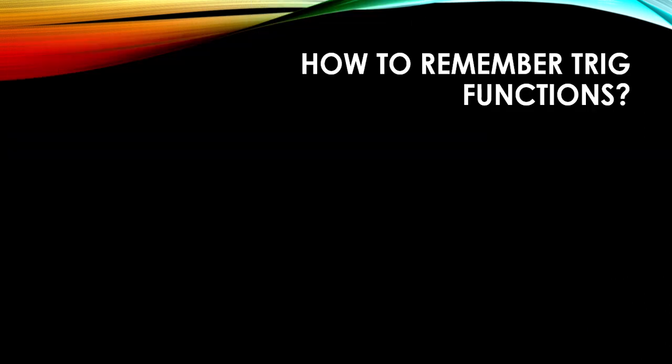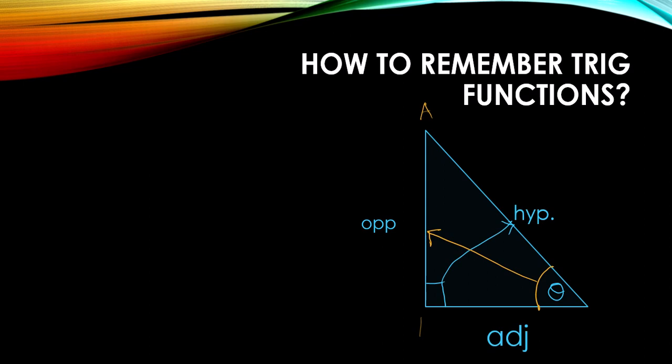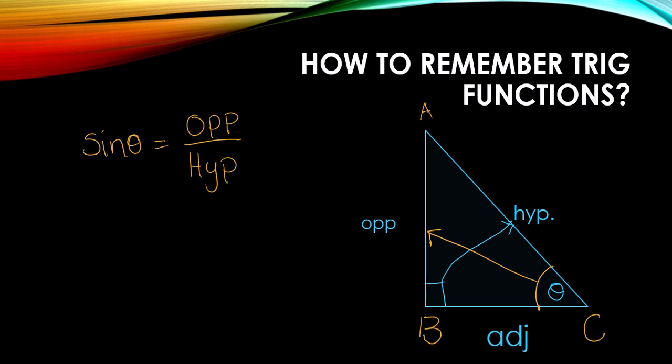So how do you remember trig functions? As I mentioned in the first slide, there are three trig ratios. It's called sine, cosine, and tangent. And I'm going to show you how to remember it. Okay. So here is our right triangle.